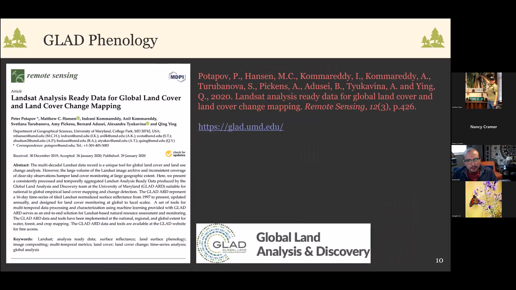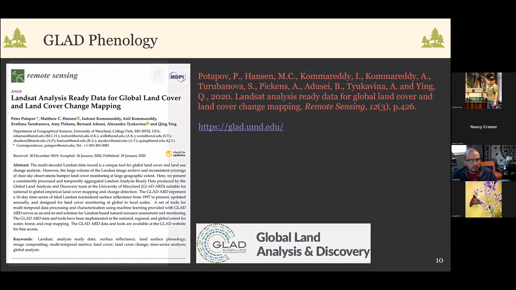So the spectral data we used in this study came from, again, the University of Maryland's Global Land Analysis and Discovery Laboratory. And specifically, we used their GLAD phenology type C metric set. This paper describes how those data are generated, and then they've been used in other projects that this group has pursued.